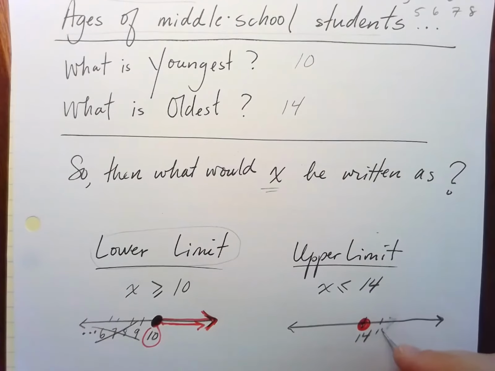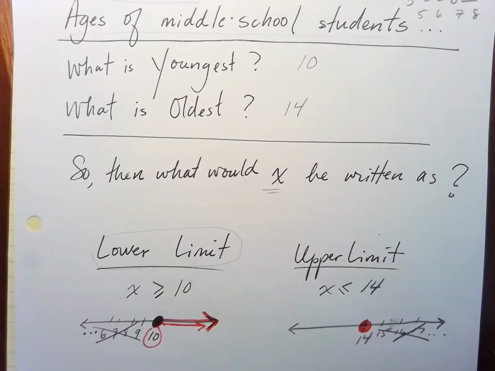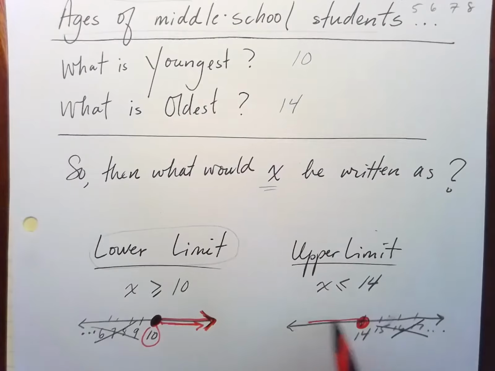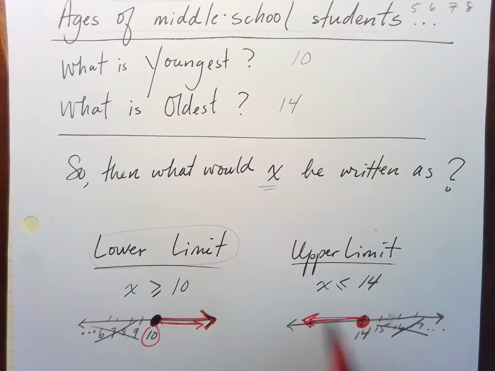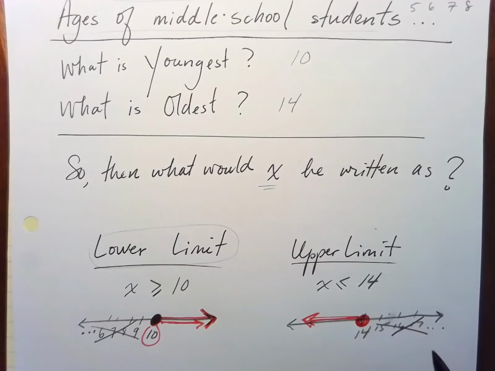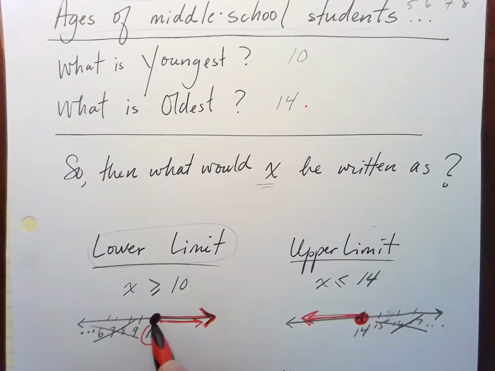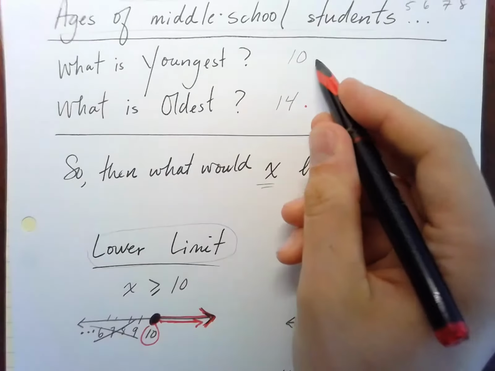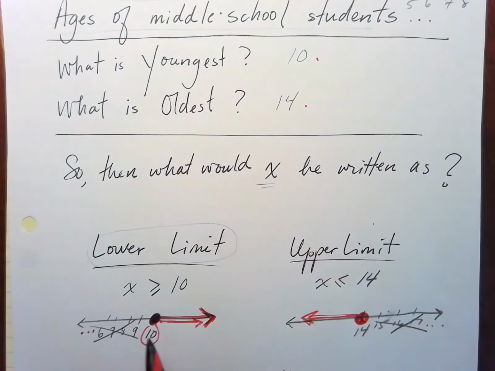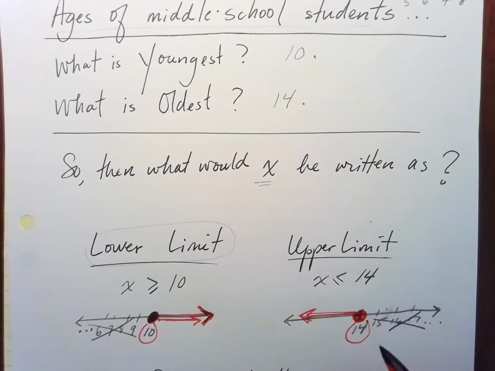Okay, so here's maybe a 15-year-old and a 16-year-old and a 17 and on and on. All of those people are not in middle school, right? So we know that it has to be 14 or less. Okay, we have to go this way. All right? And of course we can fill it in because we do have some 14-year-old students. We can fill in this dot because we have some 10-year-old students. Okay? So it can actually be equal to the numbers 14 and 10.